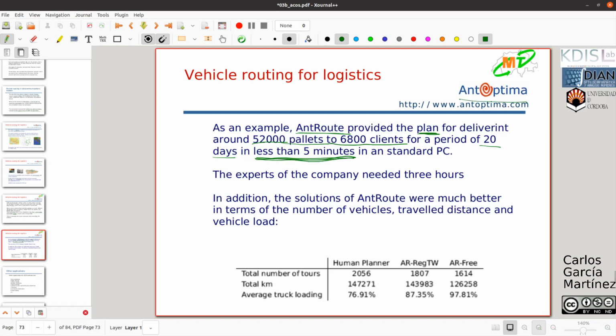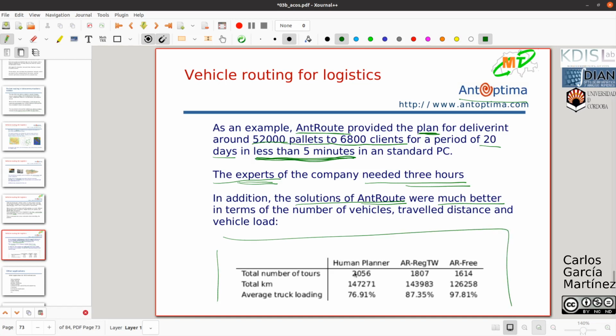Previous to this algorithm, this company applied human experts in order to design these plans. And these experts usually needed several hours to design these plans. But in addition, the plans of the algorithm were usually much better than those provided by the human experts. Here you can observe some of the results.